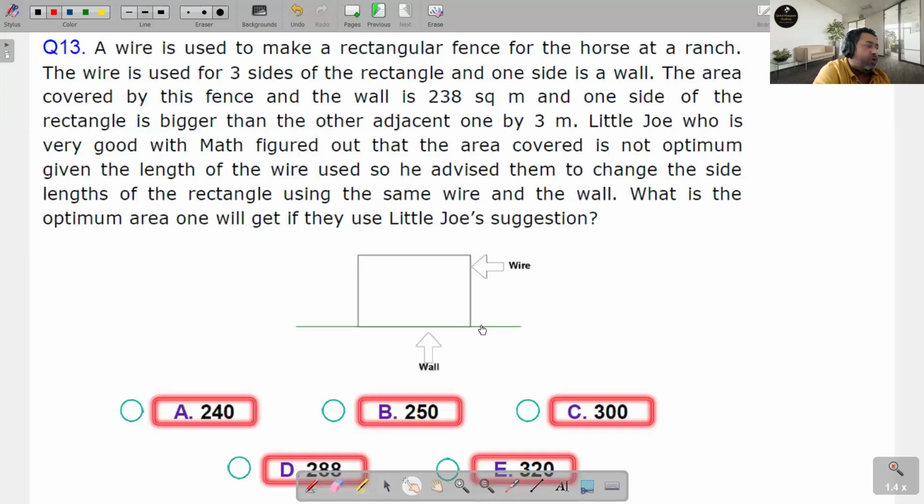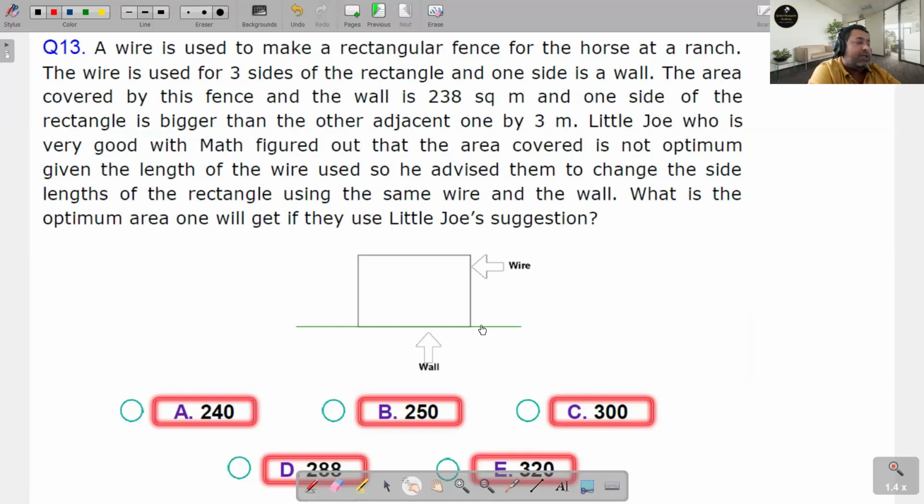Little Joe, who is very good with math, figured out that the area covered is not optimum given the length of the wire used. So he advised them to change the side lengths of the rectangle using the same wire and the wall. What is the optimum area one will get if they use Little Joe's suggestion?